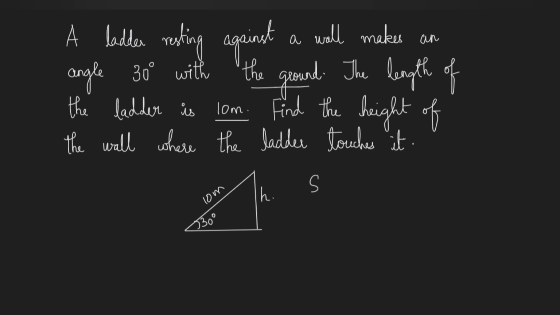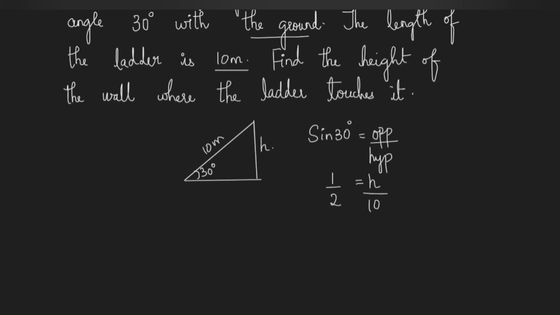Now the trigonometric ratio that is used here would be sine 30. Sine 30 equals opposite by hypotenuse. Now here the opposite side is the height, which is h, divided by the hypotenuse, which is 10. And we know that sine 30 is half. So from this, h will be equal to 10 over 2, which is equal to 5 meters. So the height of the wall is 5 meters.